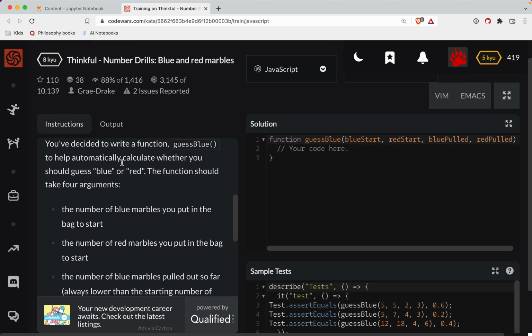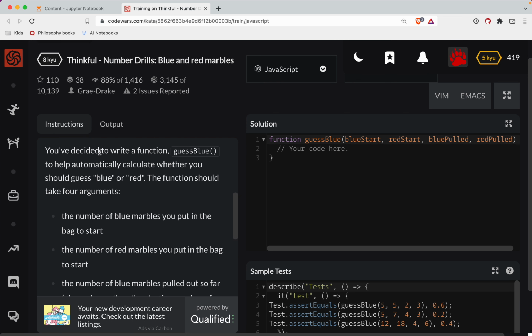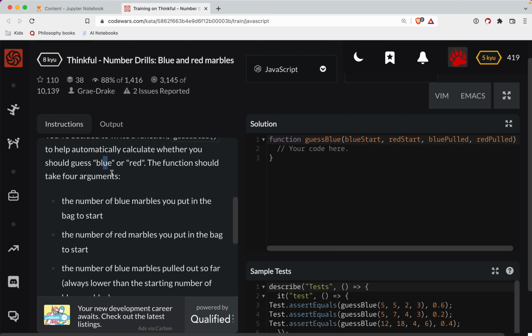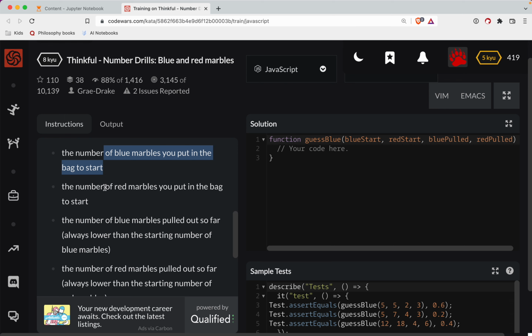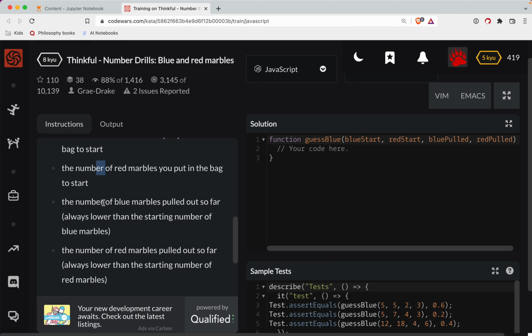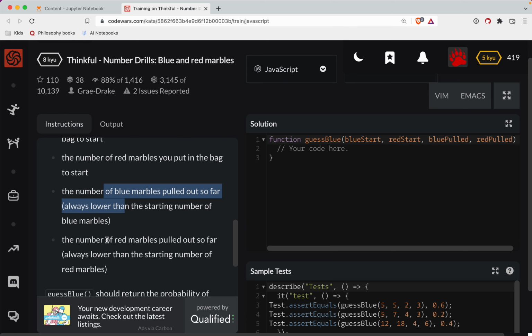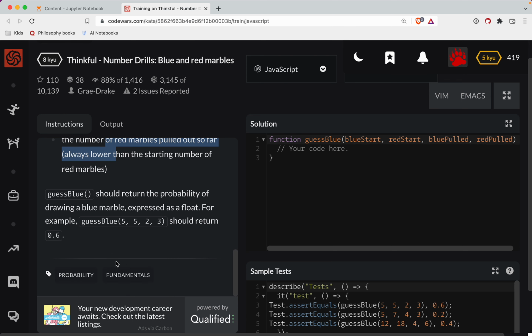Okay, when do we get to the point? You've decided to write a function, guess blue, to help automatically calculate whether you should guess blue or red. The function should take 4 arguments: the number of blue marbles, the number of red marbles, the number of blue marbles pulled out so far, always lower than the starting number, and the number of red marbles pulled out so far. So, for example, you should return the probability of drawing a blue marble.